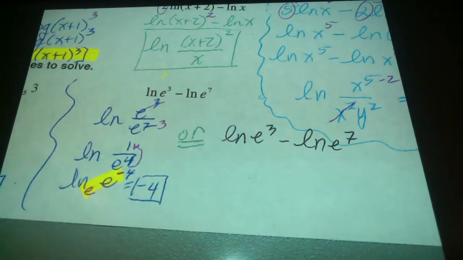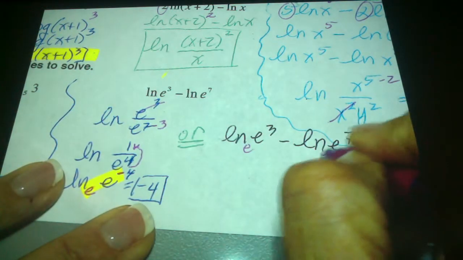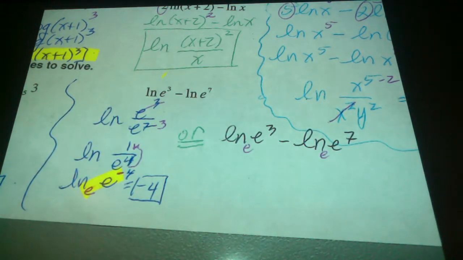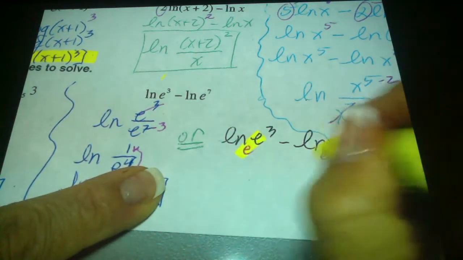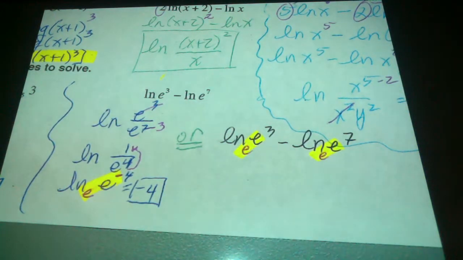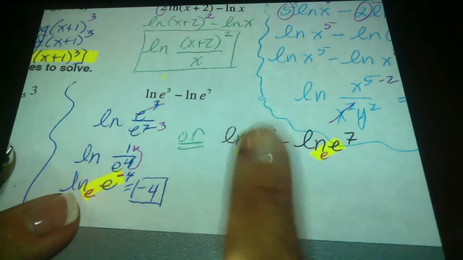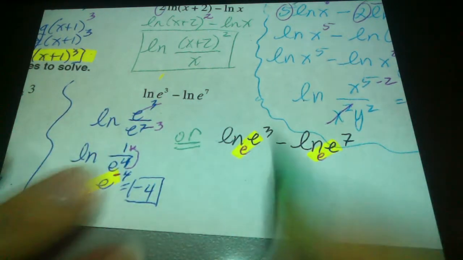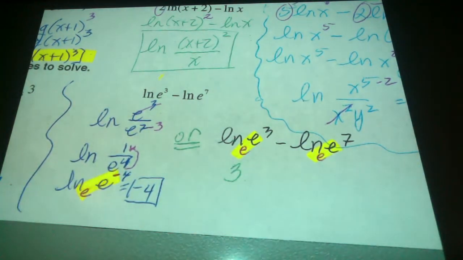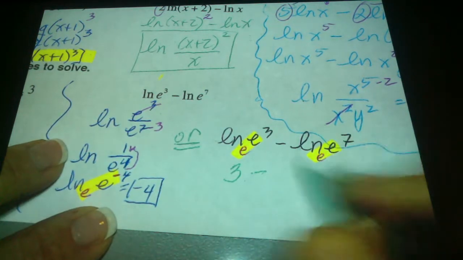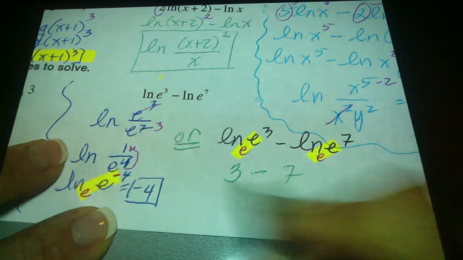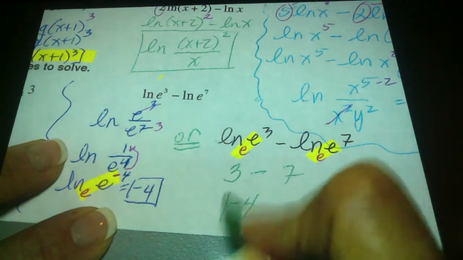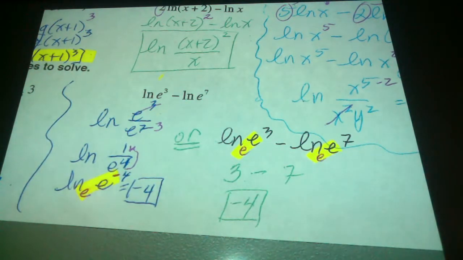I haven't put any e's in there. But I should put them in there, right? So aren't these bases of e's? And remember that when those are the same, what is the value of that log there? Just 3. The natural log part falls off, doesn't it? The value of that natural log is 3. Minus, what's the value of this log? 7. What's 3 minus 7? Negative 4. So wouldn't it be prudent if you could remember that?